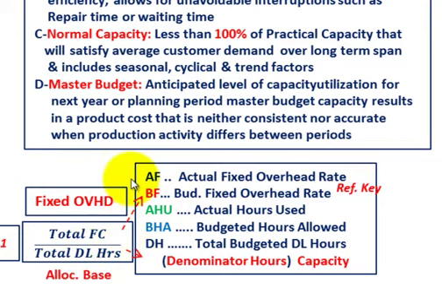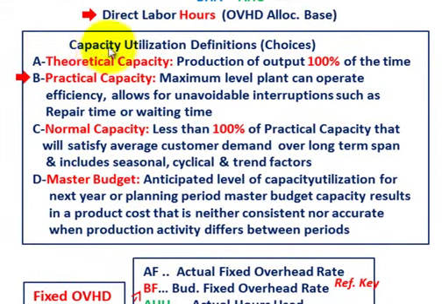Okay, so let's go up and look at what we have to select from. For the capacity utilization definitions, the different choices, we really have 4 of them here. We'll start out with our theoretical capacity. That's where the production of the output is 100% of the time. 100% of the time your plant is producing.